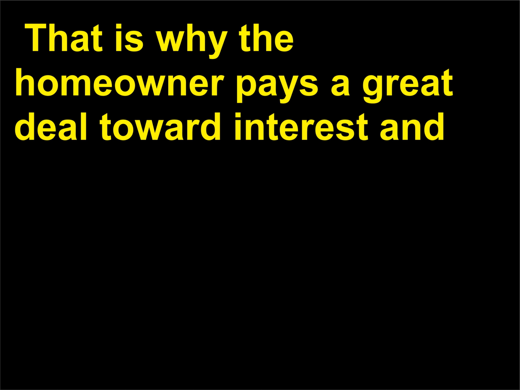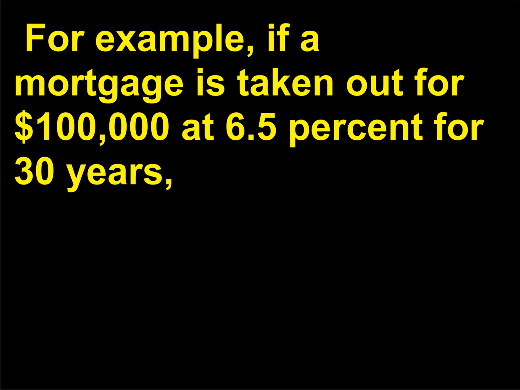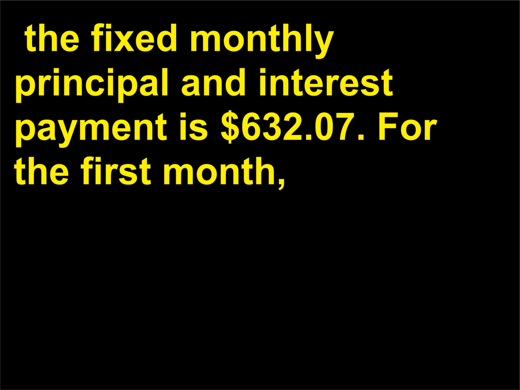That is why the homeowner pays a great deal toward interest and not the principal for the first several years of a home mortgage. For example, if a mortgage is taken out for $100,000 at 6.5% for 30 years, the fixed monthly principal and interest payment is $632.07.